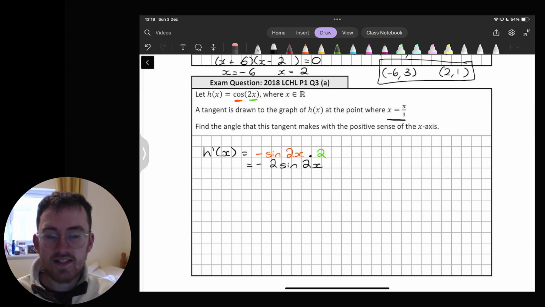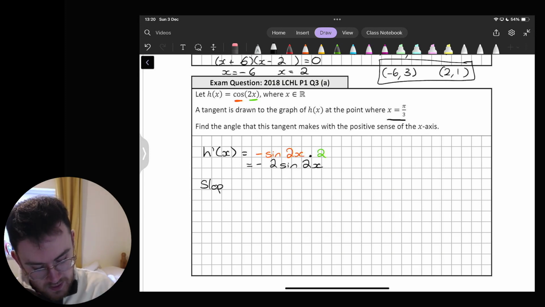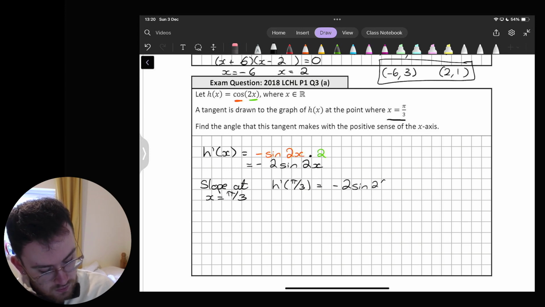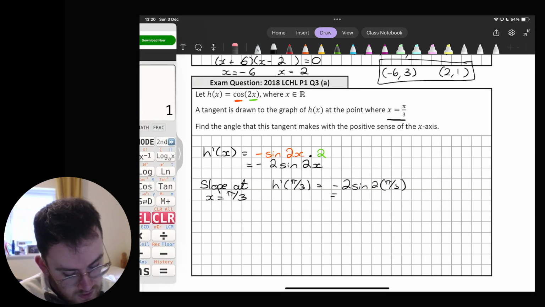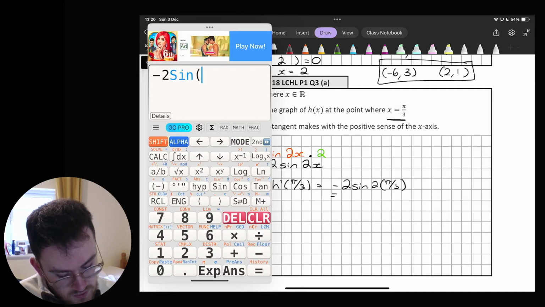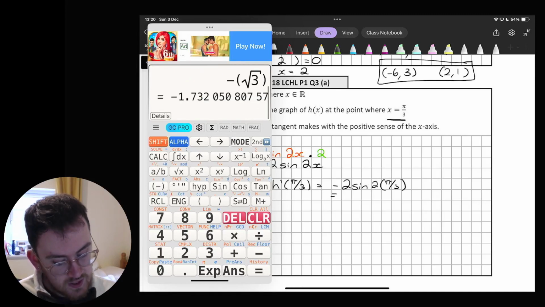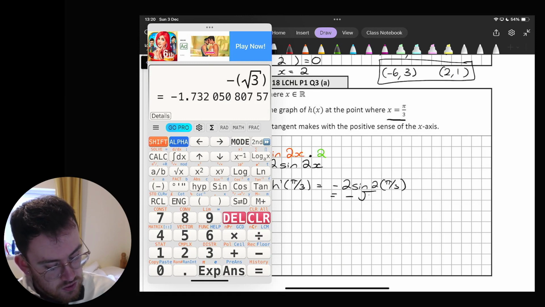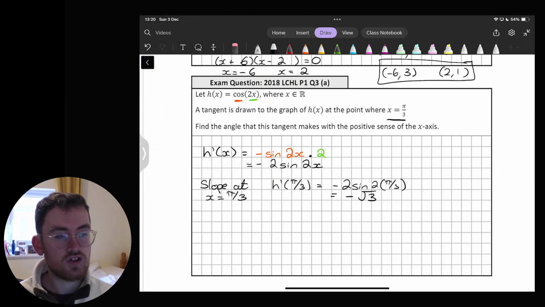I want to find the slope at x equals pi over 3. So let's evaluate that. I'm doing the derivative evaluated at pi over 3, so minus 2 sine of 2 pi over 3. If I work that out, it's minus 2 sine pi over 3, evaluated there, and I get an answer of minus root 3.